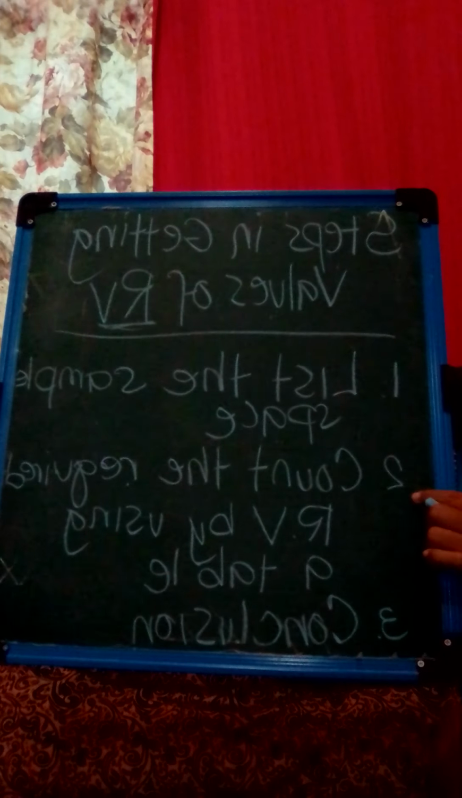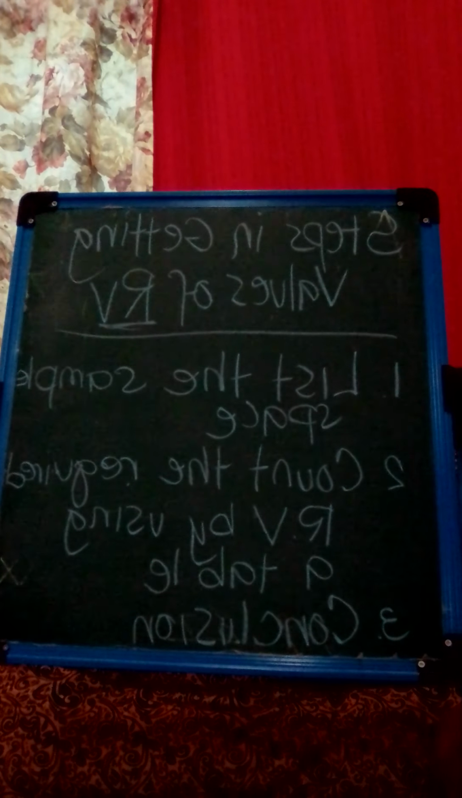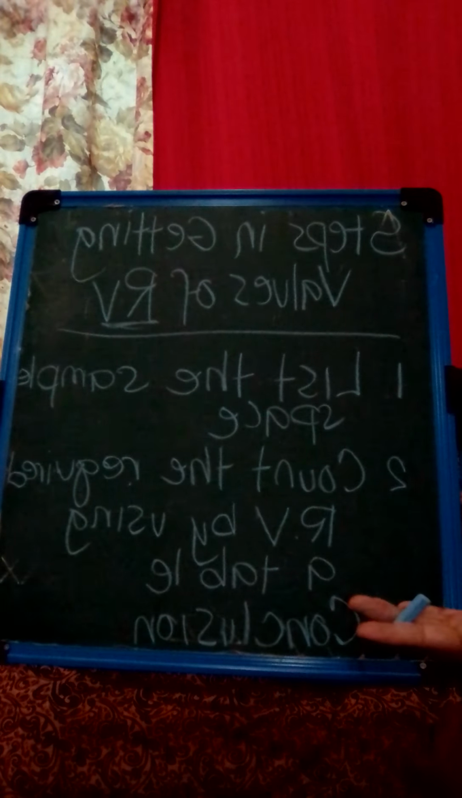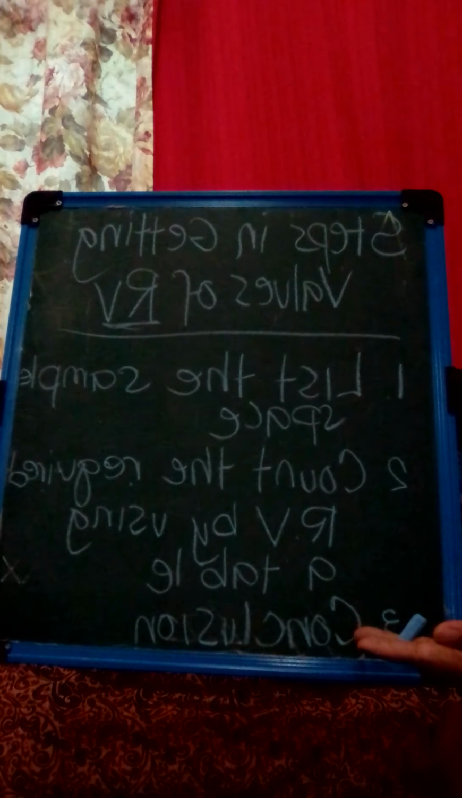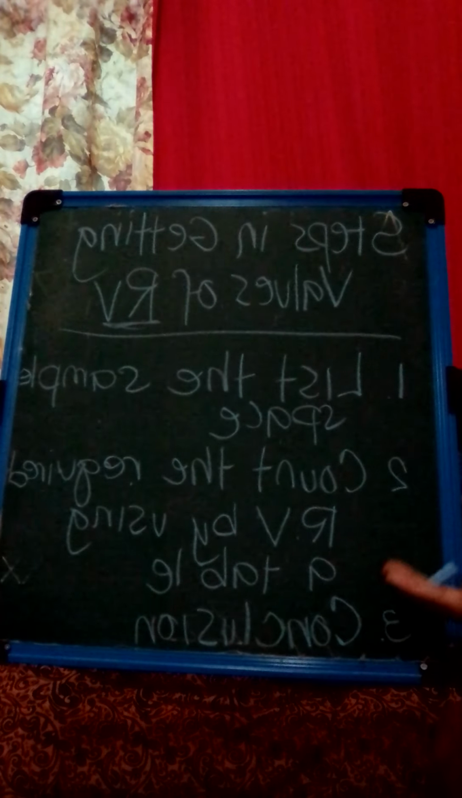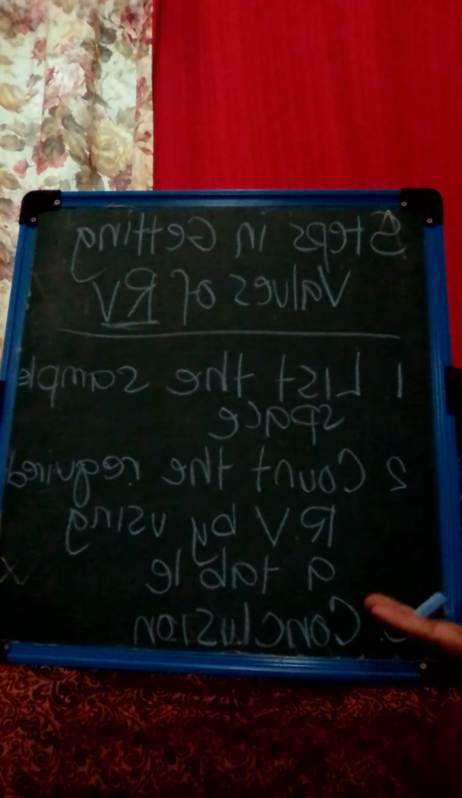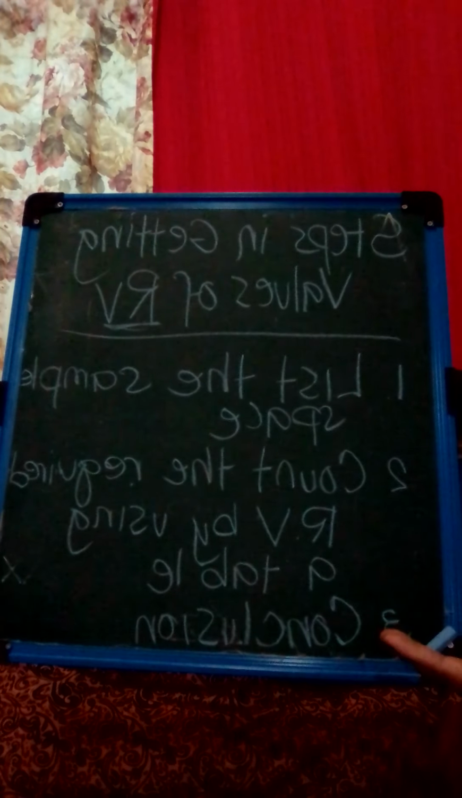Okay. But how are we going to list the sample space and count the required random variable? In the previous lesson I sent you, I gave you a technique or method on how to get the values of your random variable, which is called the tree diagram. So now, I will be showing you how to make a tree diagram. Okay? So, wait for a while.